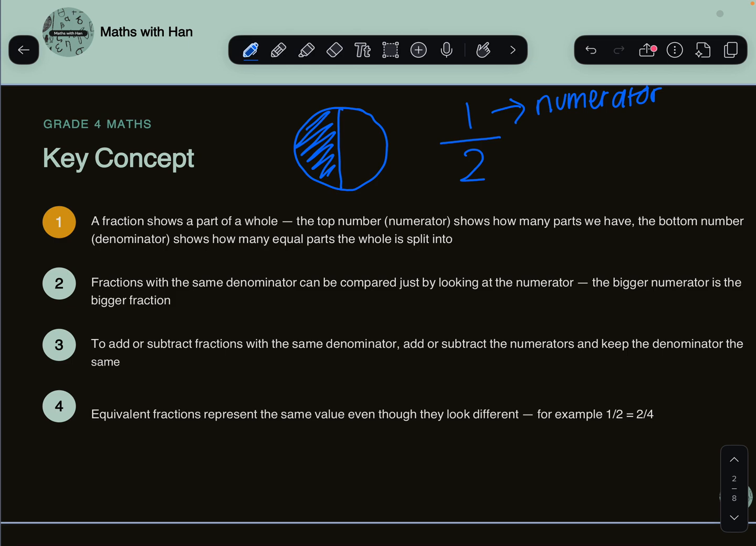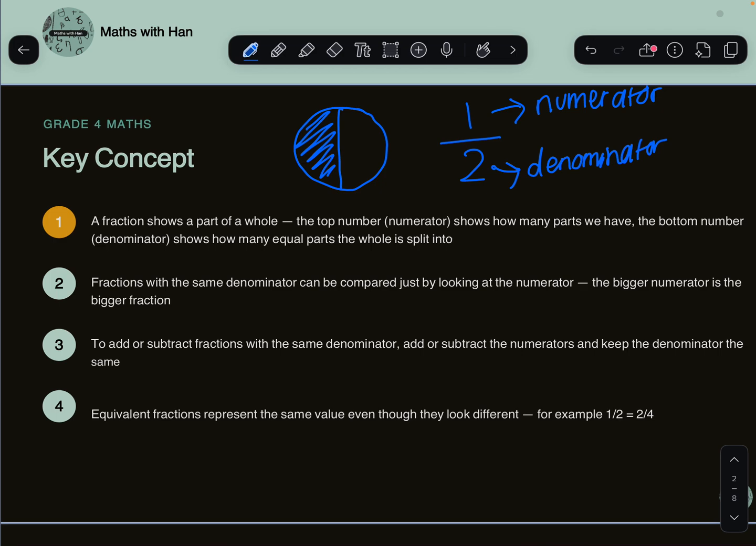The bottom number, the denominator, shows how many equal parts. So of this cake, we have 1 piece of cake out of the total of 2. That's how I like to think of fractions.